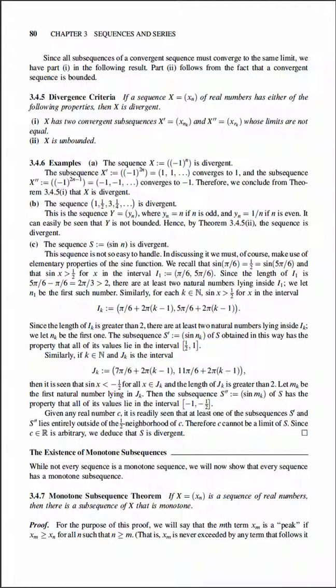Now, we have the divergence criterion 3.4.5, which is a really, really important property. These are two really easy ways to show that a sequence is divergent without working too terribly hard. So take a look at 3.4.5, and take a look at the examples in 3.4.6 that follow it. These are all pretty stock things, things that you should be able to understand on the first reading.